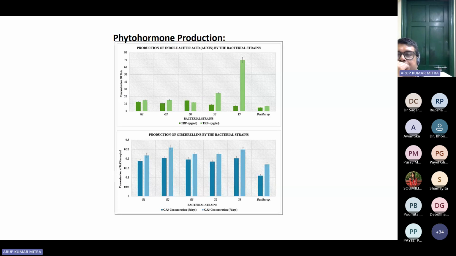Production of auxin and gibberellin was more or less carried out by all of them, but some of them actually work better in the presence of tryptophan. And here I have also compared it with normal Bacillus, where auxin production is higher in comparison to the normal laboratory strain of Bacillus.